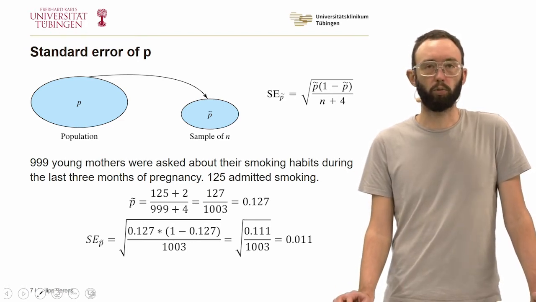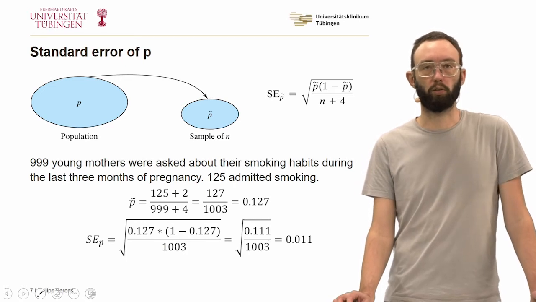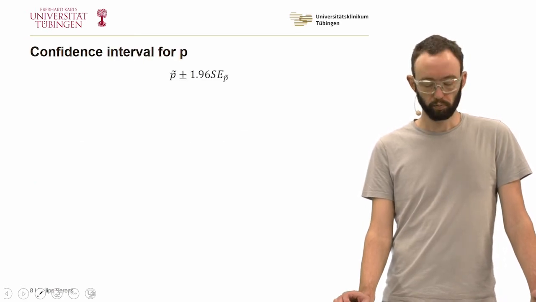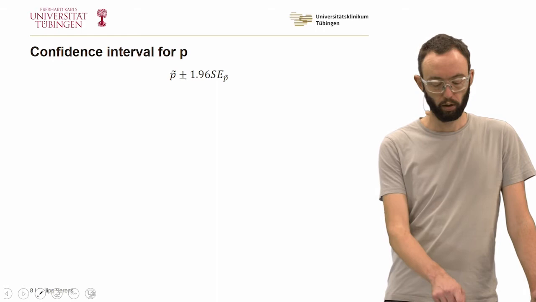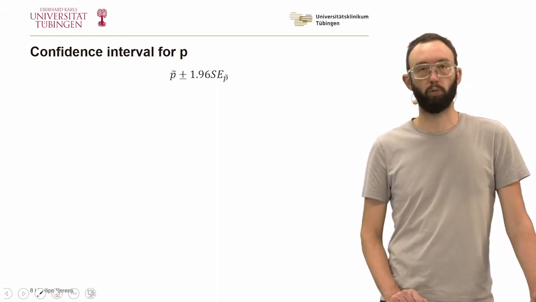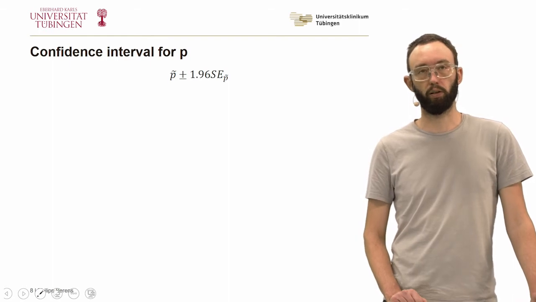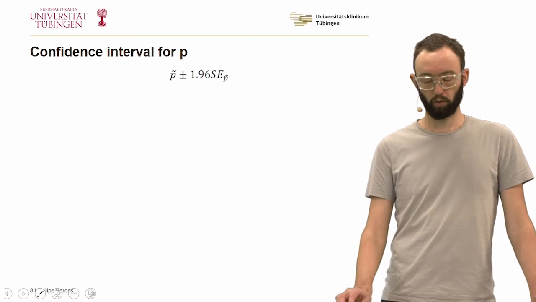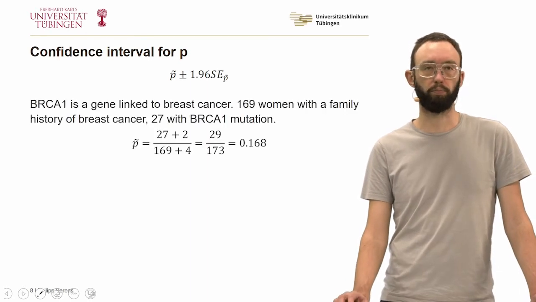As we have done before, we can use this standard error to construct a 95% confidence interval for the population proportion. So, as before, we know that p tilde plus or minus 1.96 times the standard error yields a valid confidence interval for p. So let's compute that for an example.